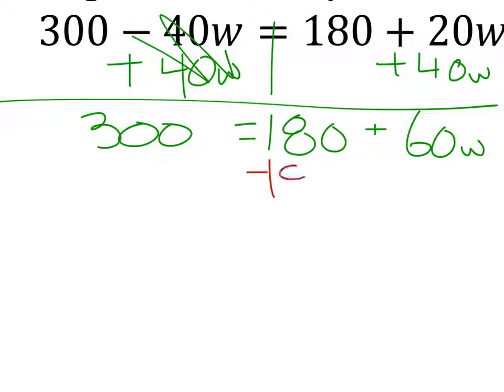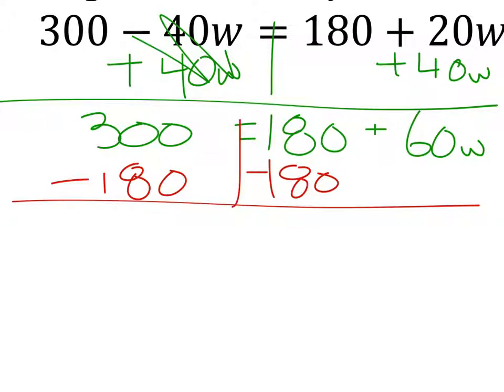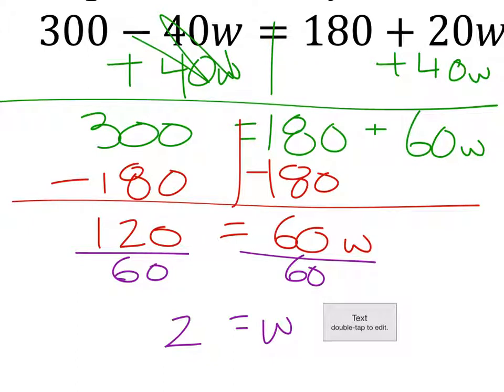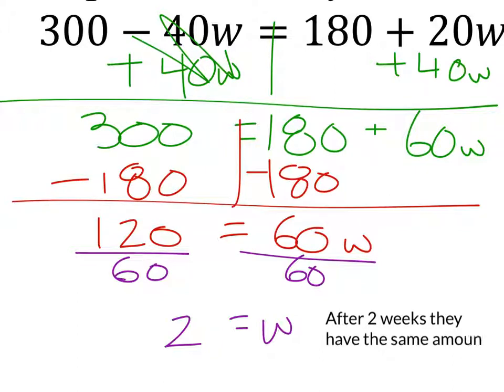Then we're going to subtract 180 from both sides. And 300 minus 180, that should give us 120 equals good old 60W. And then we'll just divide both sides by 60 to get our answer. W equals 2. So after 2 weeks, they have the same amount of money. Bam.